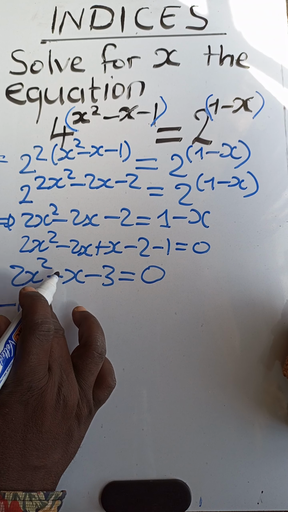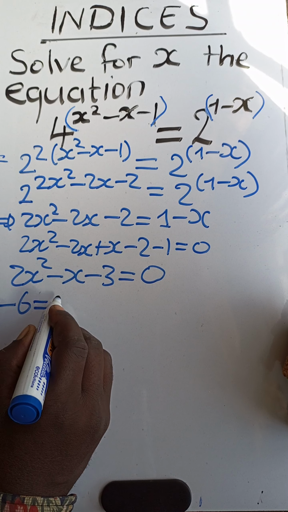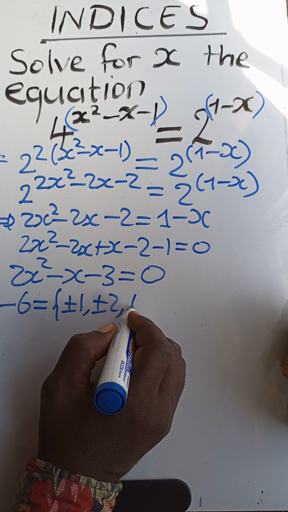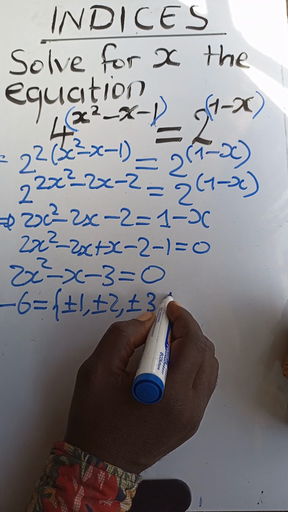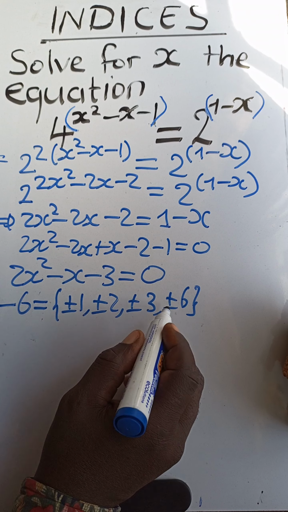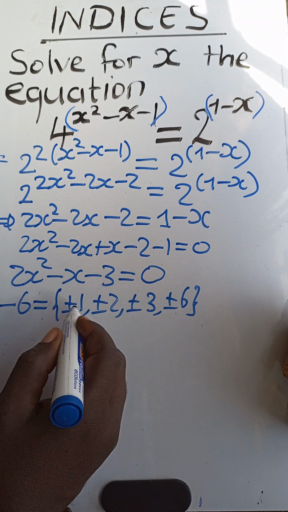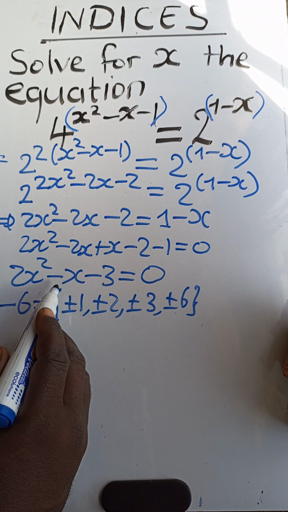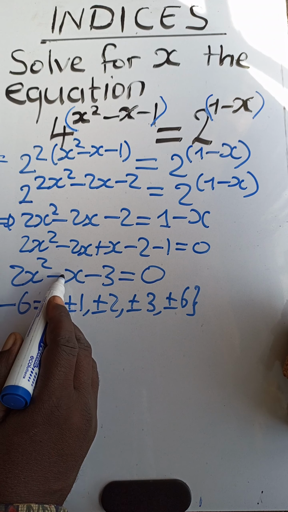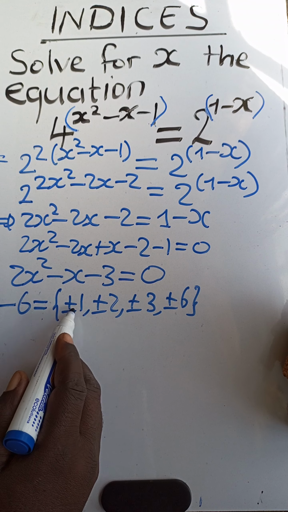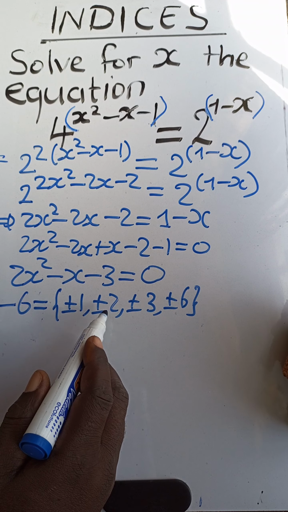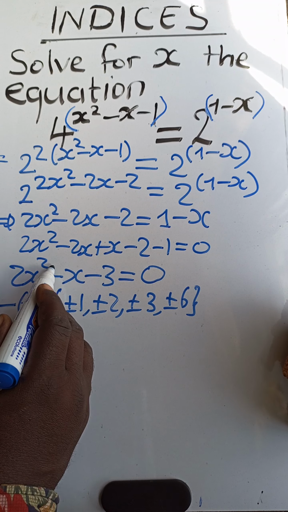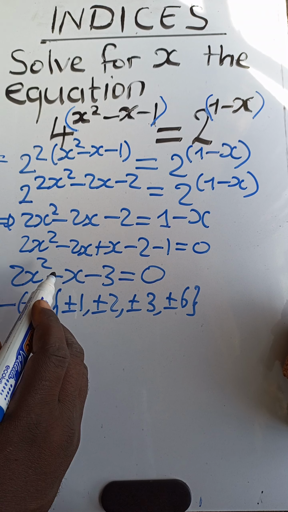So we're going to look for two factors. The factors of negative 6: plus minus 1, plus minus 2, plus minus 3, plus minus 6. We take any two factors from this set such that their product is negative 6 and their sum is negative 1. The coefficient of x here is negative 1. So what choice do we have here? It's only one choice that we can ever make. The choice is negative 3 and positive 2. So we're going to replace this minus 1 with negative 3 and positive 2.